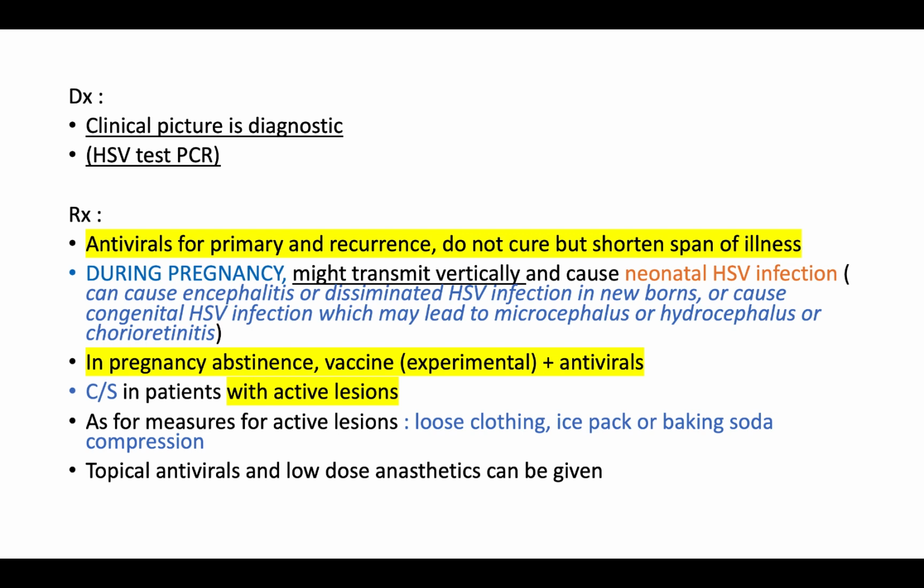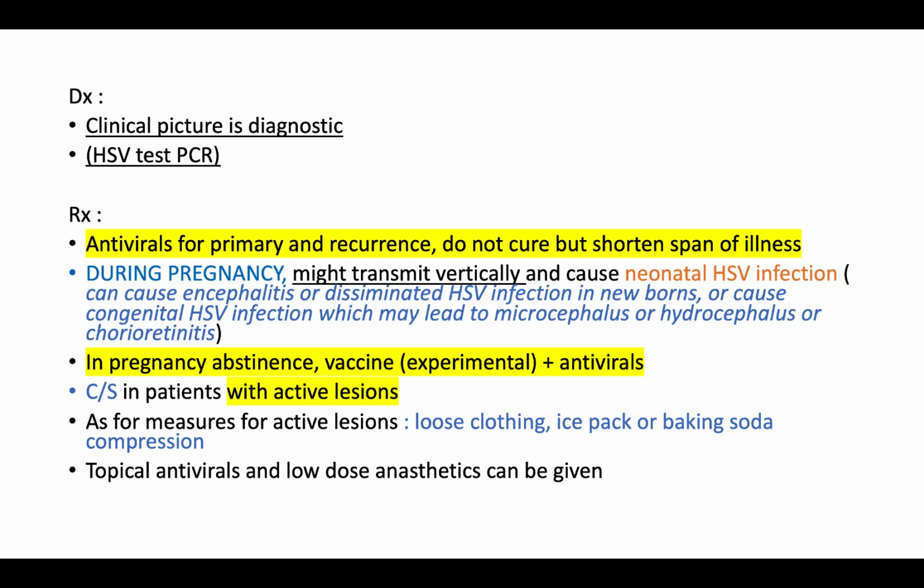So what happens if a pregnant lady happens to have an HSV infection and active infection, so she has active lesions and now is about to give birth? So what do you worry about? You worry about a susceptible baby who is going through a canal with active lesions.